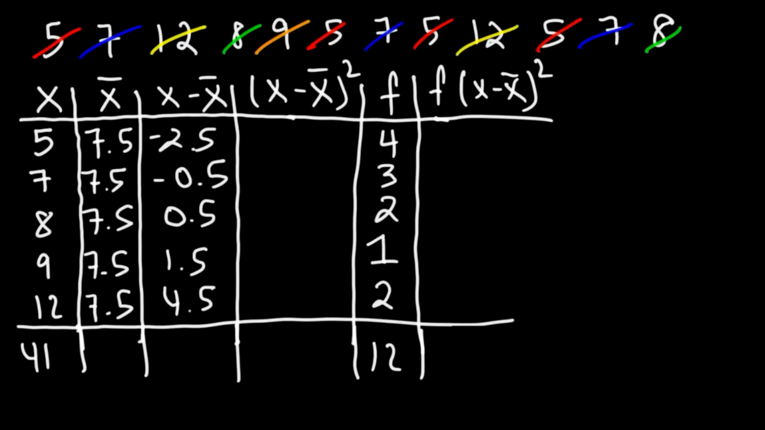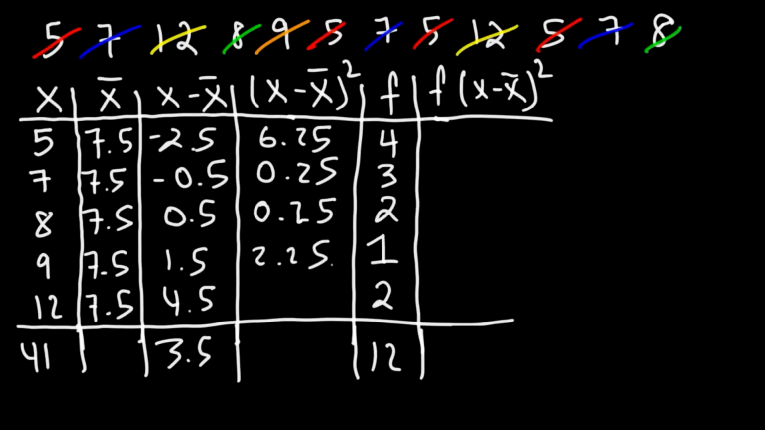Now we're going to calculate the square of the deviation. Negative 2.5 squared is 6.25. Negative 0.5 squared is equal to 0.25. 0.5 squared is equal to 0.25. 1.5 squared is equal to 2.25. 4.5 squared is equal to 20.25. So now we want to work on the last column.